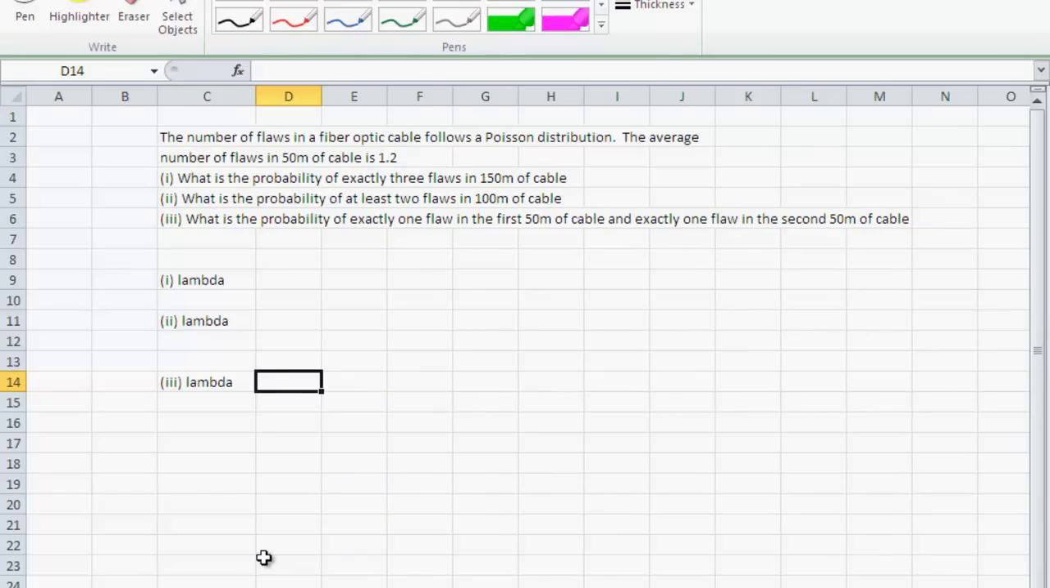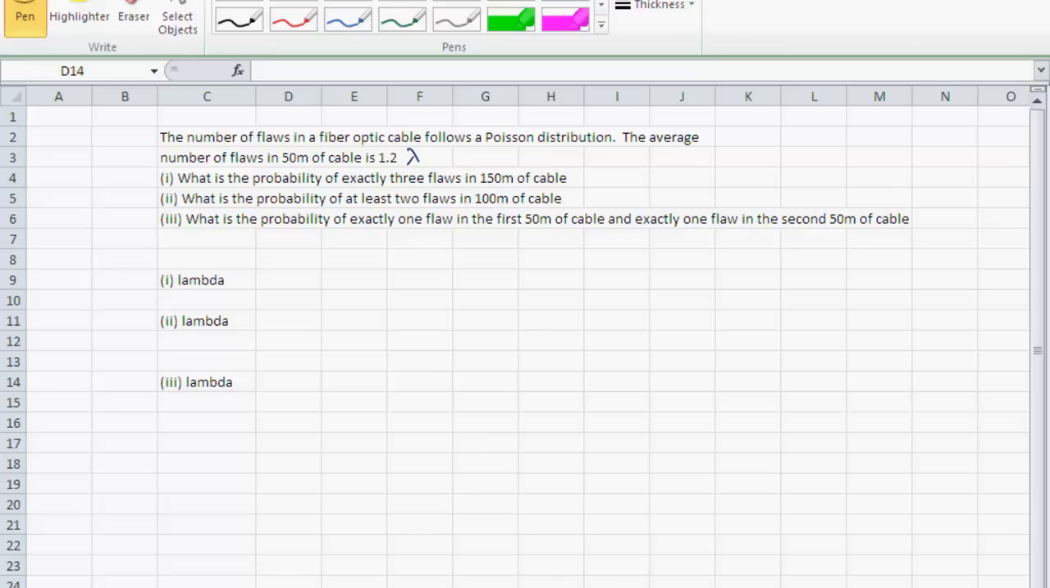Let's say the number of flaws in a fiber optic cable follows a Poisson distribution, and you're told to assume that, and there is some empirical basis for making that claim. For this problem, the average number of flaws in 50 meters of cable is 1.2. So this is a lambda that's given to you. The interval is 50 meters.